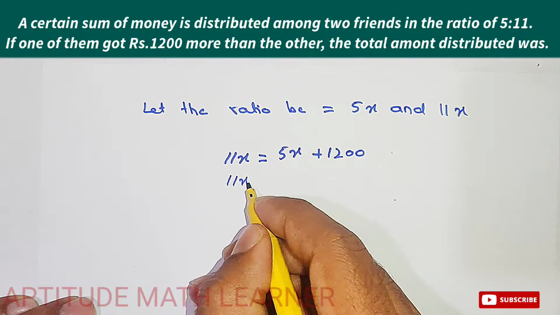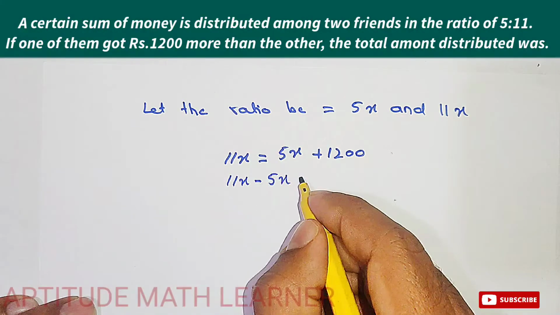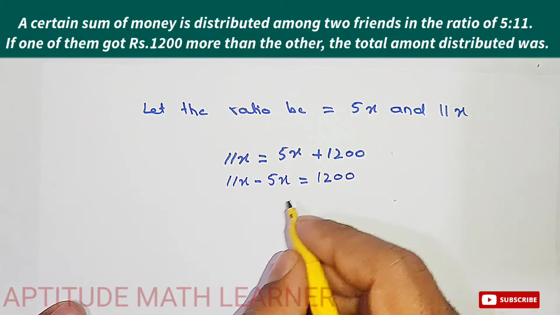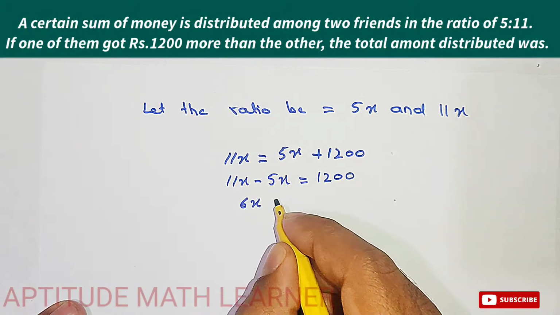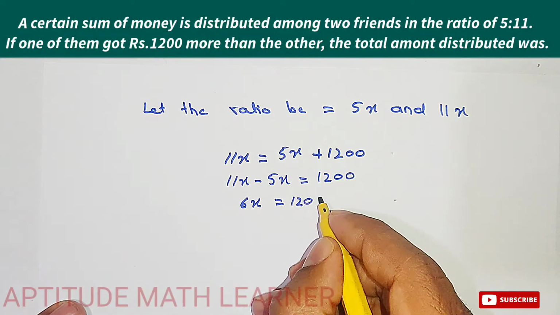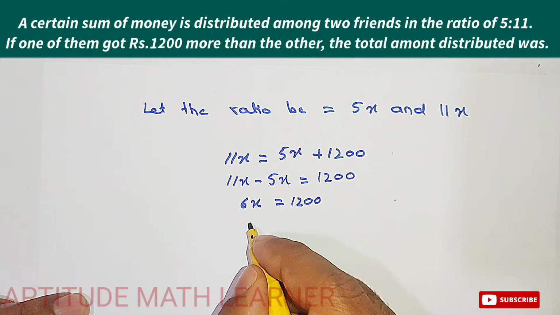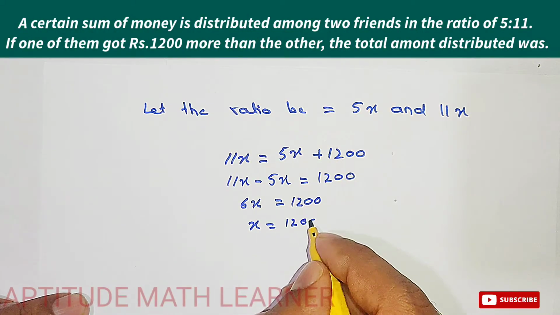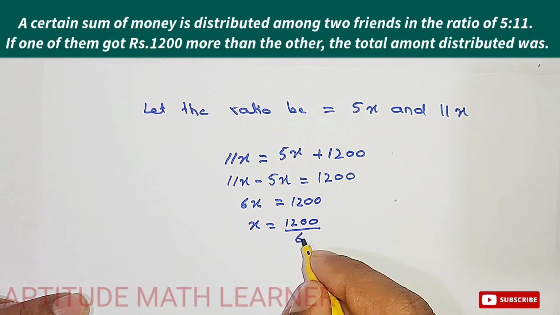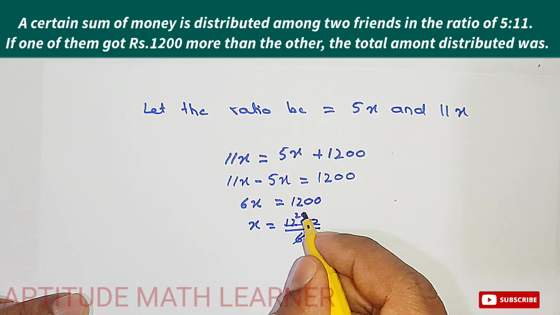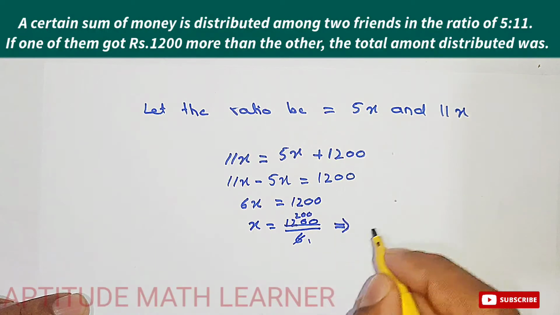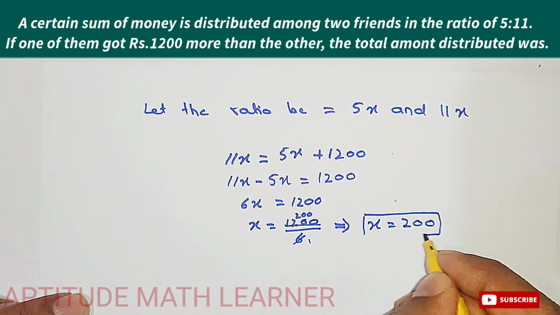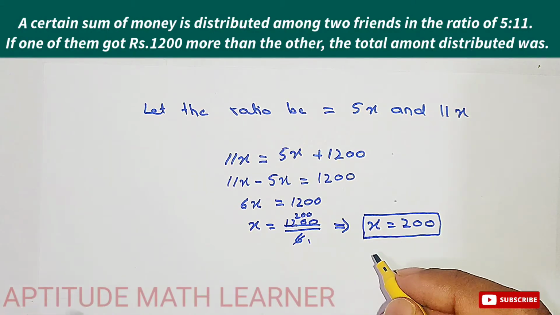Now for solving, we get 11x minus 5x is equal to 1,200, and this becomes 6x is equal to 1,200. For this we find the value of x. 6 twos are 12, 6 zeros are 0, 0. So the value of x we get is 200.